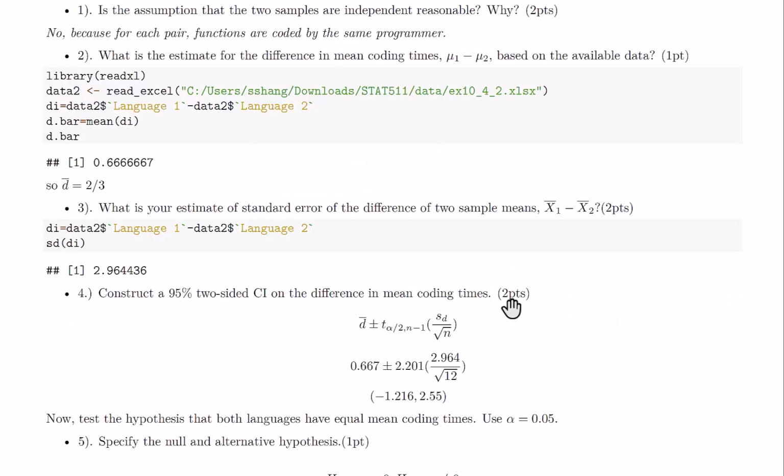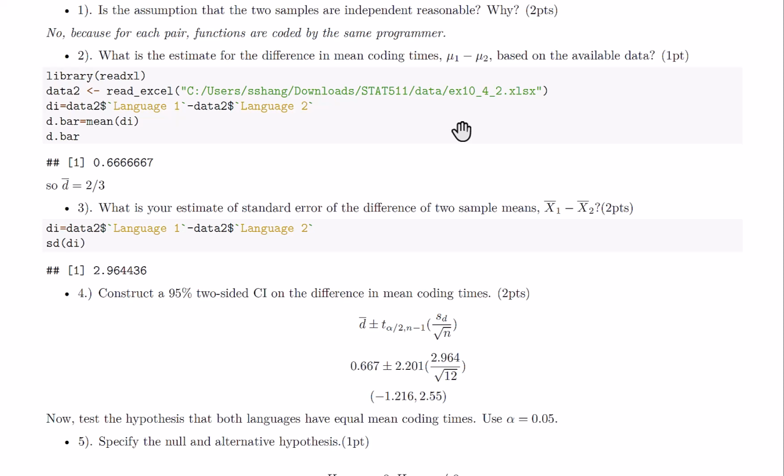So here, of course, is the assumption that the two samples are independent and reasonable. Here, of course, these two samples shouldn't be independent, right? Because think about the same programmer, even though in 2 different languages, if he's good in one, he has a higher chance to be good in the other also, right? So the speed of the coding depends a lot on the programmer himself. Okay, we have many examples like this in real life.